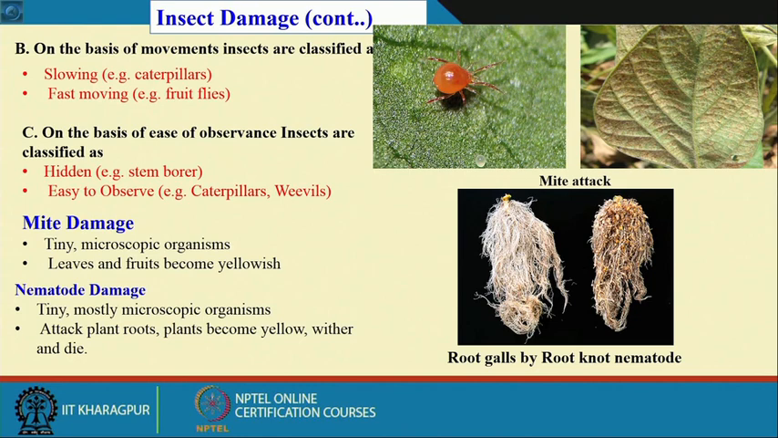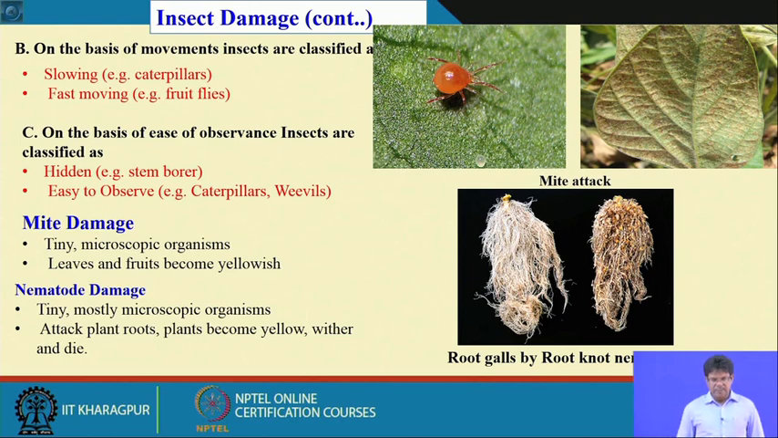Some are easy to observe, like the caterpillars, as you have seen earlier, and the weevils. You can see they remain on the leaf portions, and they suck the cell sap and chew the leaves. So, these are the insects that make damage either by biting or chewing, or by sucking or piercing, or by making bores in the stems.